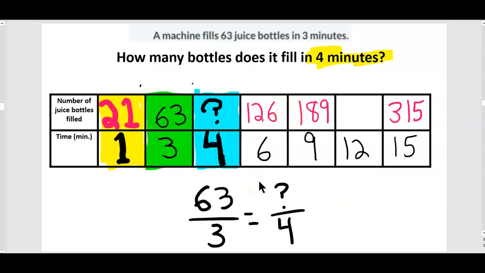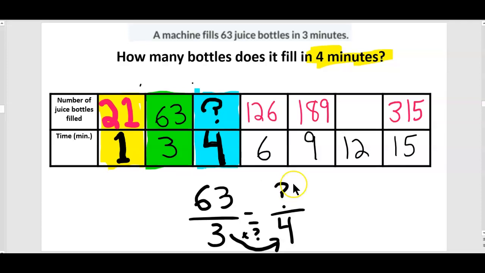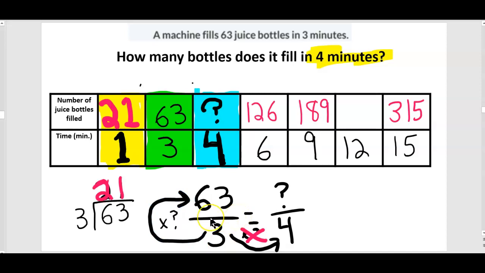Other idea, check this out. This is one of my favorites. Mr. Boone taught me this. So you can set it up like this, like fractions, equivalent ratios. Well, going again to 4 doesn't really work, so that's not going to be helpful. So what about this way, going from 3 to 63? Can we do that? You actually can, because 63 is divisible by 3, which is 21. So 3 times something is 63. It's 3 times 21 is 63.